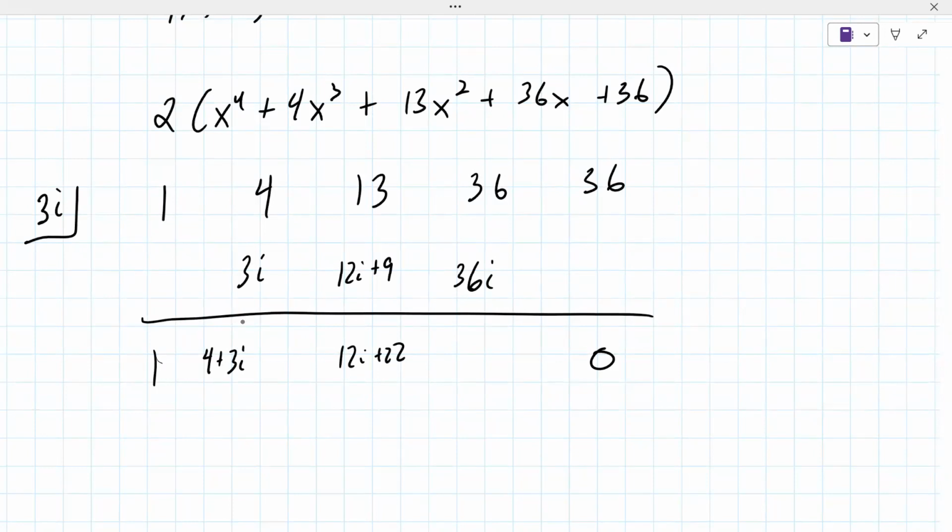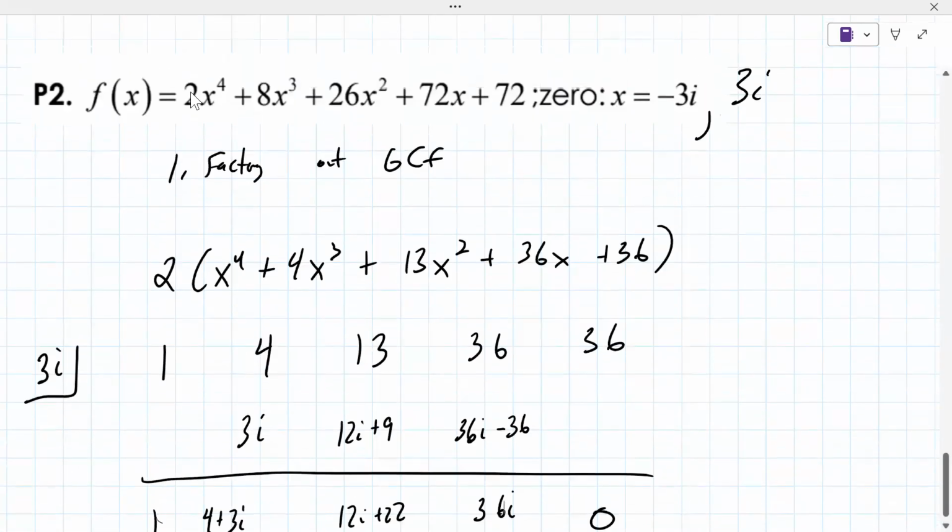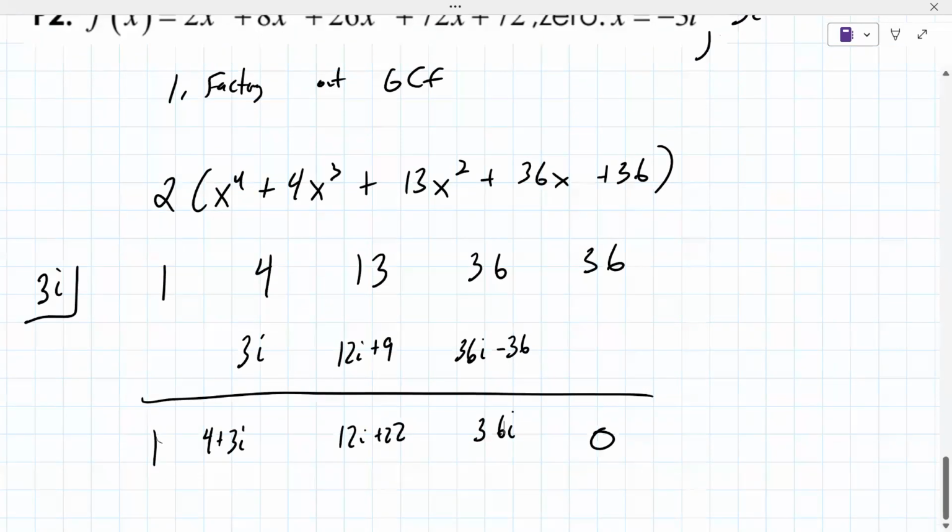Sorry, I did this wrong. Got my order wrong. Okay, it's 36i plus 36i squared becomes minus 36. And then that becomes 36i. And you're right, it does not work. 2x to the fourth, 4, 13, 36, 36. 1, 4, 13, 36, 36. Huh. So let me check. I mean, it's possible the instructor didn't come up with the right example here.